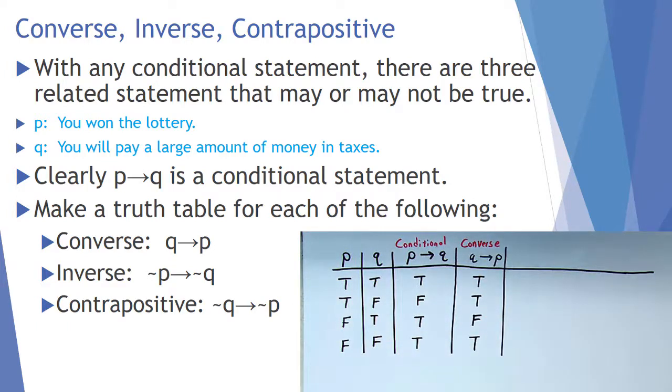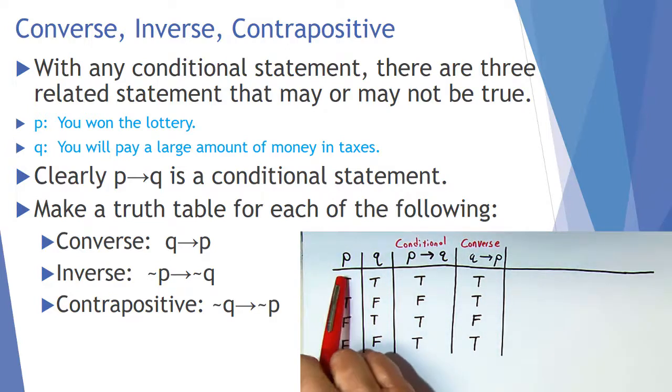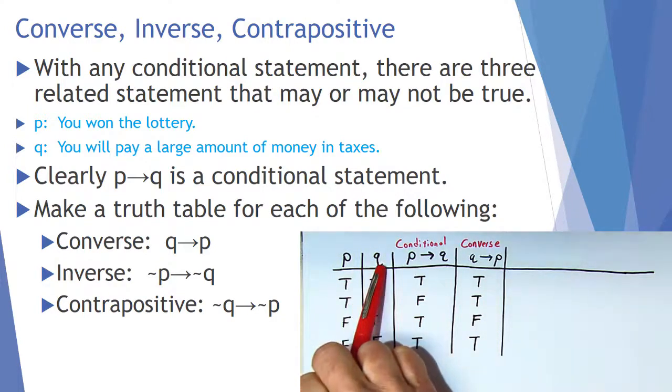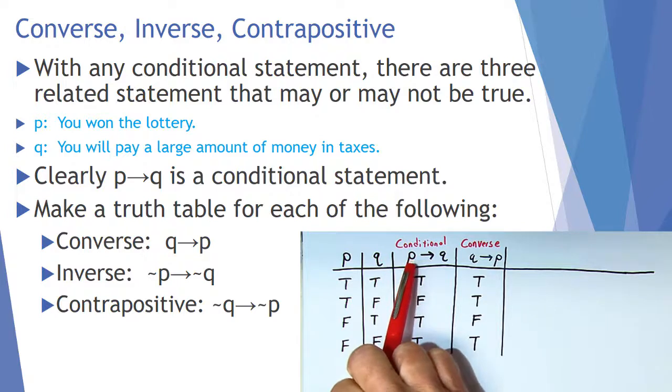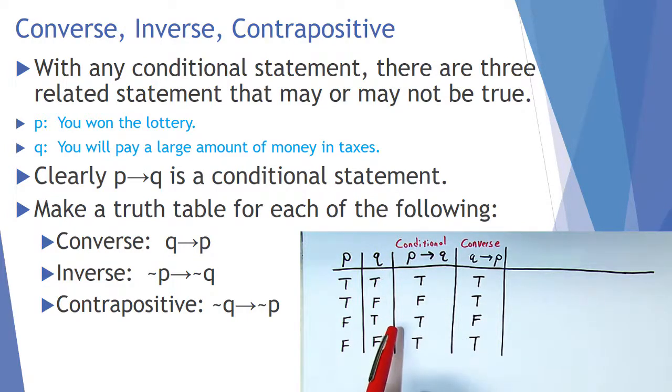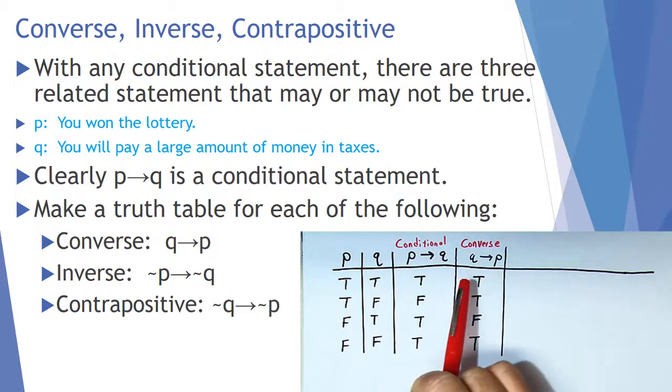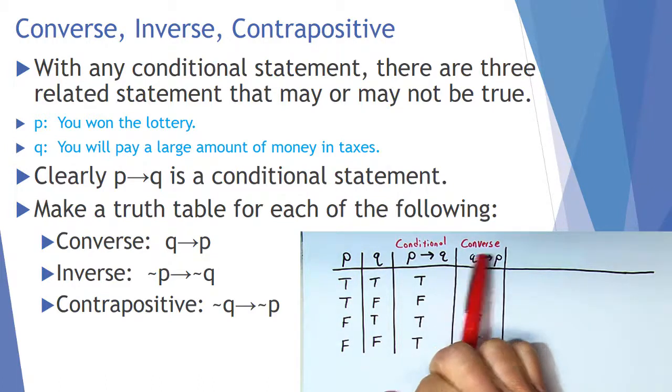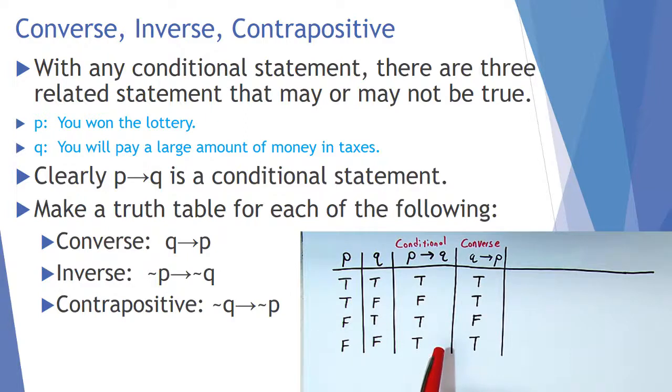So going back to our original simple statements, if P is winning the lottery and Q is paying a lot of taxes, the conditional statement would be, if you win the lottery, you will pay a lot of taxes. The converse statement would say, if you pay a lot of taxes, then you must have won the lottery. And that, of course, is a different statement, which is why we got different outcomes.